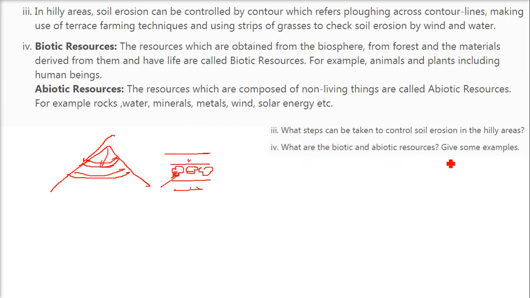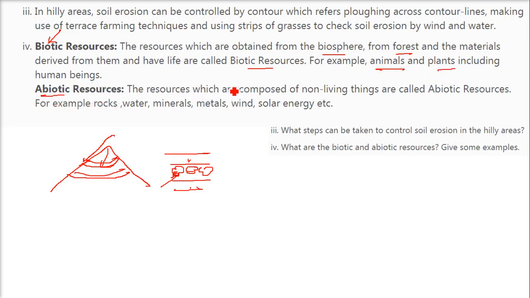What are biotic and abiotic resources, jaiv and ajaiv resources? Give some examples. Biotic means those that have life, or right now they are having life. Abiotic means no life. Biotic resources are obtained from the biosphere, from forests, and the material derived from them. For instance, animals, plants, and including human beings also, are examples of biotic resources.